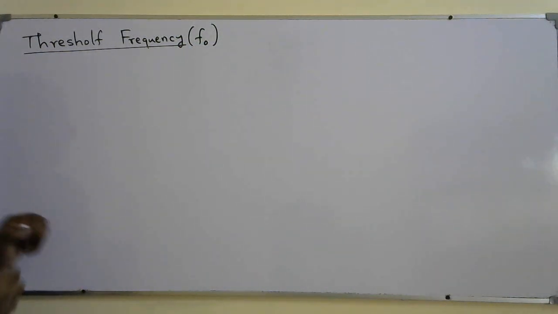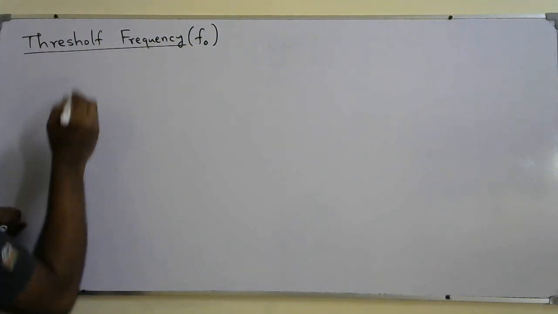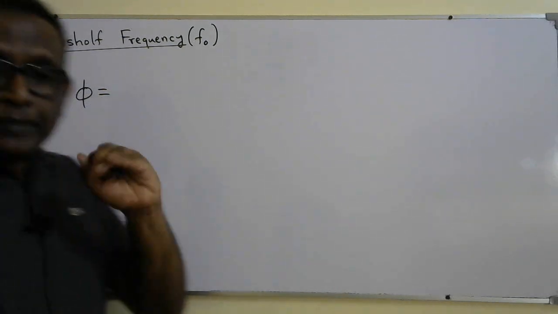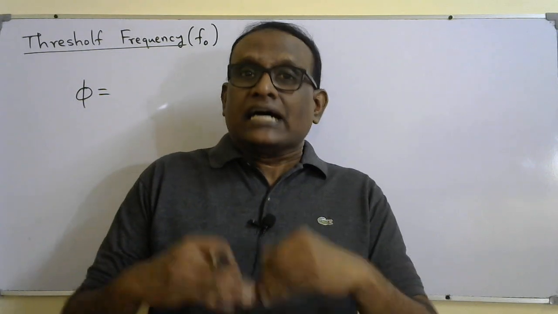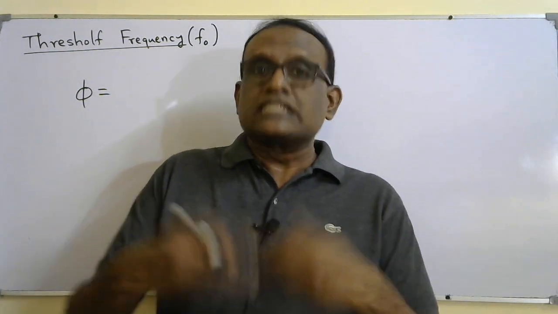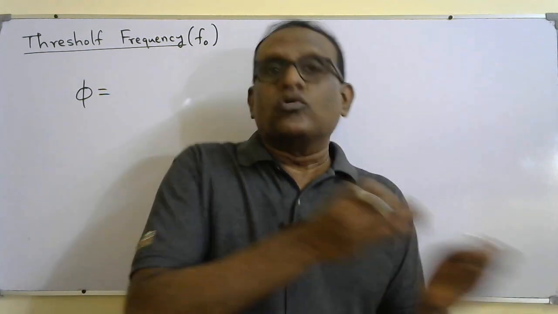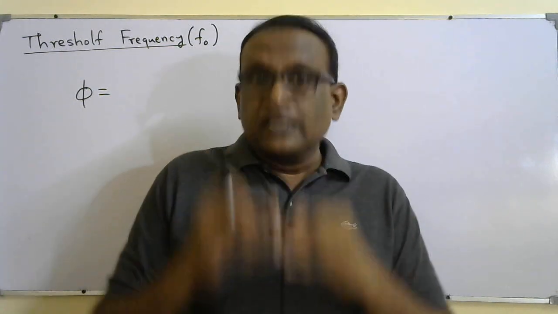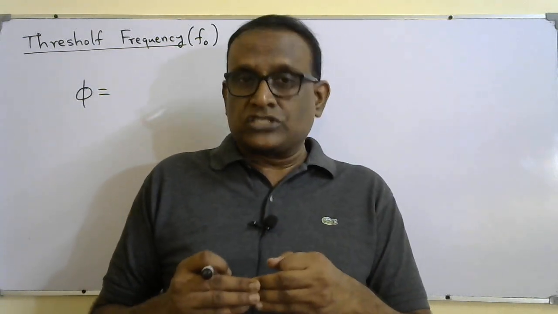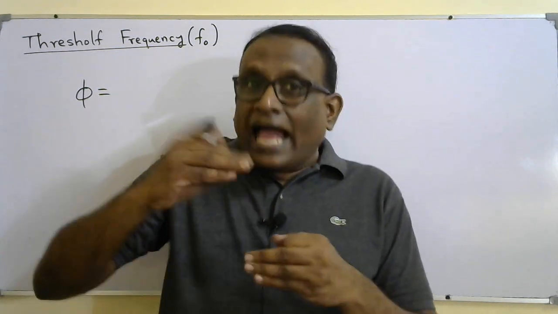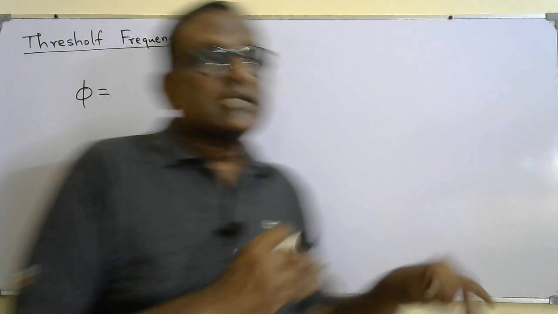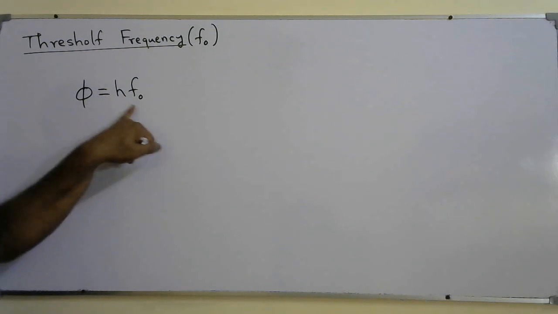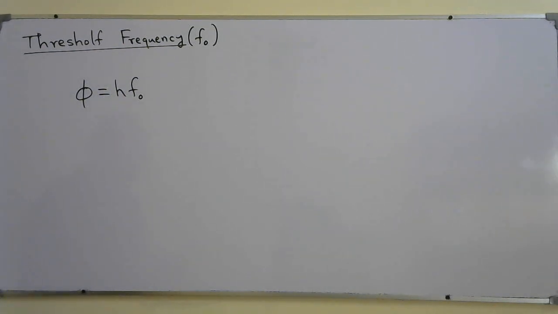So f naught and the work function are related. The minimum amount of energy required to remove an electron from the surface of a metal is called the work function. That minimum amount of energy should be carried by a photon, because according to Einstein's proposal, one photon can remove only one electron, and each and every photon should have sufficient energy to remove the electron. So if a photon wants to remove an electron from the surface of the metal, the photon should carry an energy at least equal to the work function. So the minimum energy required to remove an electron is h f naught, where f naught is the threshold frequency of the metal.